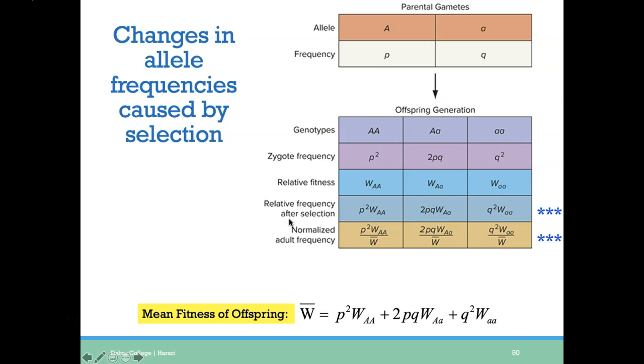So the relative frequency after selection, meaning how many of these babies that are born actually grow up to survive, you have to take the zygote frequency and multiply it by the relative fitness. If it's one, this will stay the same. This value will be the same as this value. But if it's harmful, or if it's less fit to be, let's say, homozygous recessive, then this value will be lower than this value. And you want to normalize the adult frequency, right? You want to put it in an actual value. So you would divide each of these relative frequencies by the mean fitness of the offspring, the average of all the offspring. So you're normalizing it, so you have an actual value and not just a relative value.